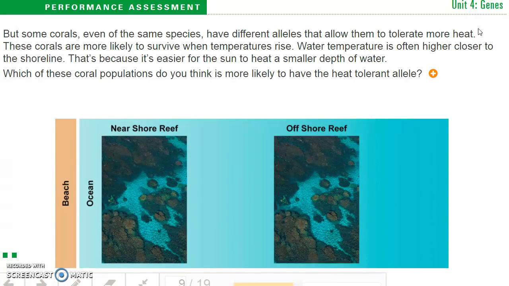Okay. But some corals, even of the same species, have different alleles that allow them to tolerate more heat. These corals are more likely to survive when temperatures rise. Water temperature is often higher closer to the shoreline. Now, taking a look at these, you have one on the left that's a near-shore reef. To the right, you have one that's an offshore reef. Here's your beach. There's your land. Here's your ocean. Now, which of these do you think is more likely to have a heat-tolerant allele?